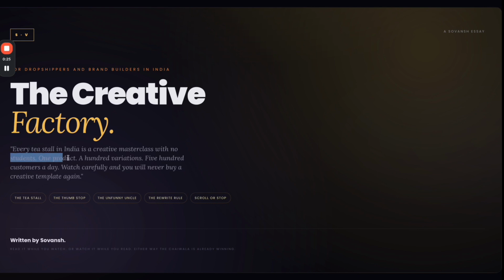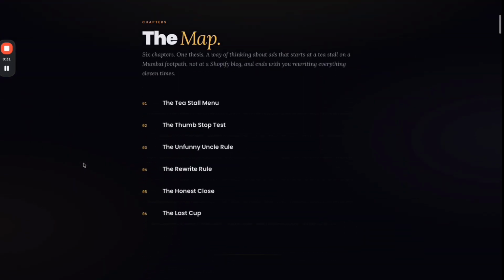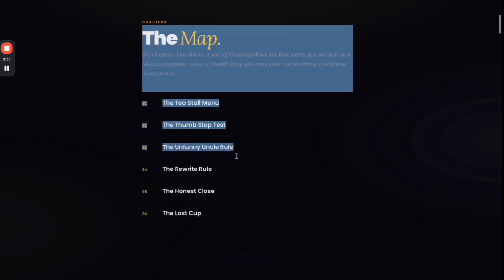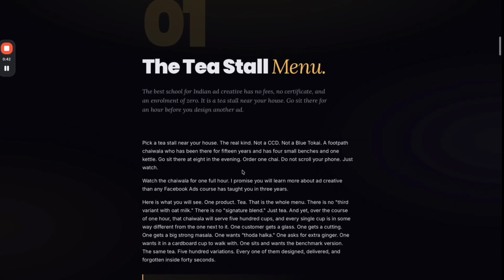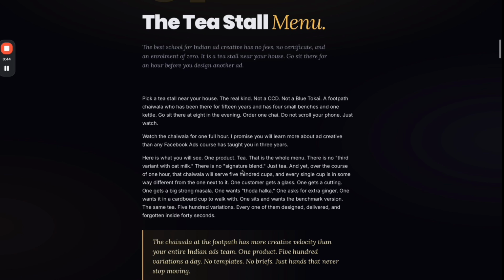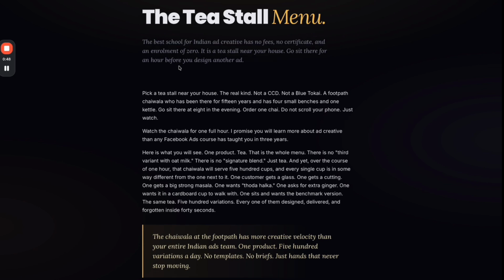One product, 100 variations, 500 customers a day. Watch carefully and you will never buy a creative template again. Okay, so I'll give you the entire map here. And if you actually understand this, then you don't need to follow any other strategy or media buying, something that actually clicks and is applicable. So the tea stall menu. The best school for Indian ad creative has no fees, no certificate, and an enrollment fee of 0 rupees.